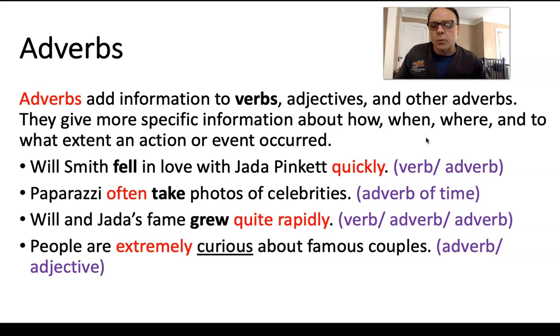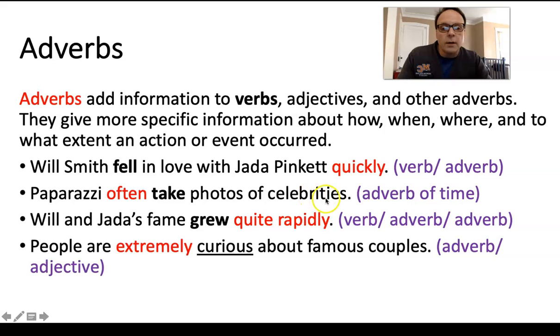If you're reading over that, it says Will Smith fell in love with Jada Pinkett quickly. So a lot of times, not always, but adverbs will have an ly. That's a very common thing. Fell in love. How? So a lot of times you're asking the question, how did something happen? When did it happen? Where did it happen? Or to what extent did it happen? So how did he fall in love? He fell in love quickly. So that is an adverb modifying the verb.